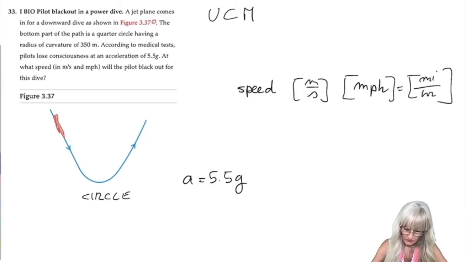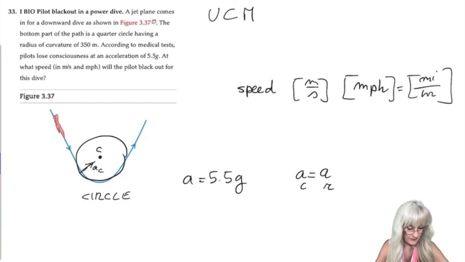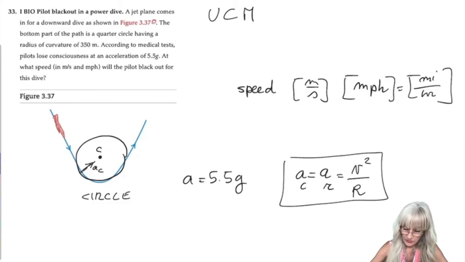So let's do this one. First, this is a circle, right? So there is a center right there. So there is an acceleration that is radial, which is also centripetal, right? Along the radius or pointing toward the center, that is A of C. A of C, remember, was given by how fast is it moving squared divided by the radius of curvature. This radius is given by the problem right here, 350.